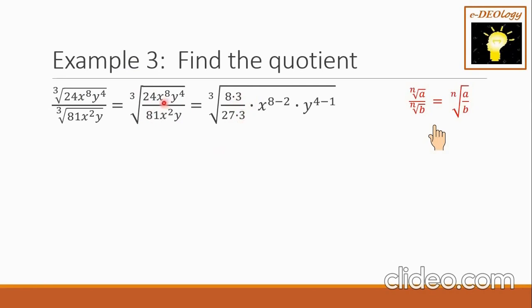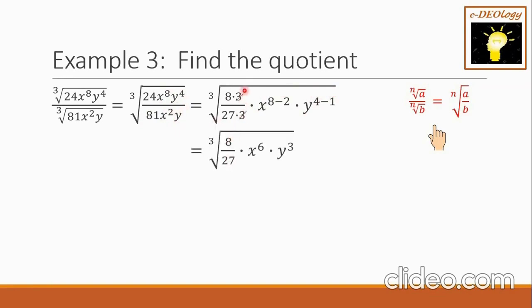For the x with power 8 in the numerator and power 2 in the denominator, we can show that this is x raised to the difference of 8 minus 2. And then times the variable y raised to 4 minus 1. So in here, the exponent is 4. In the denominator for the y, the exponent is 1.